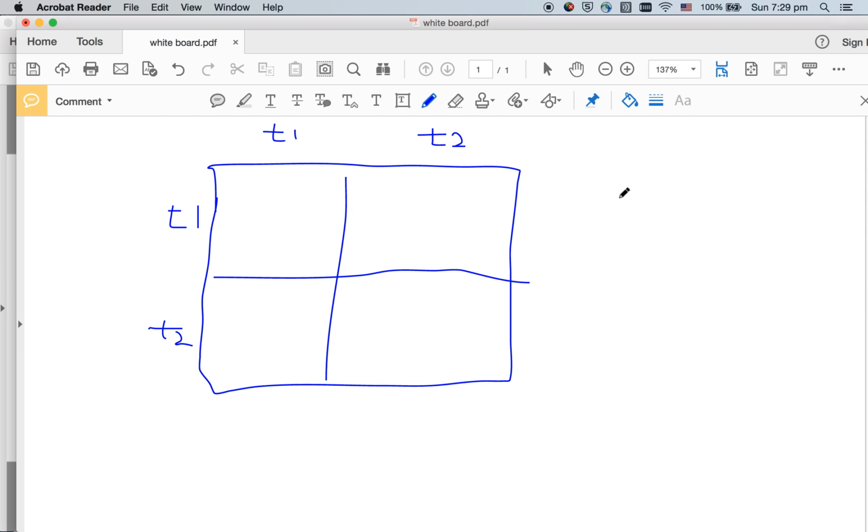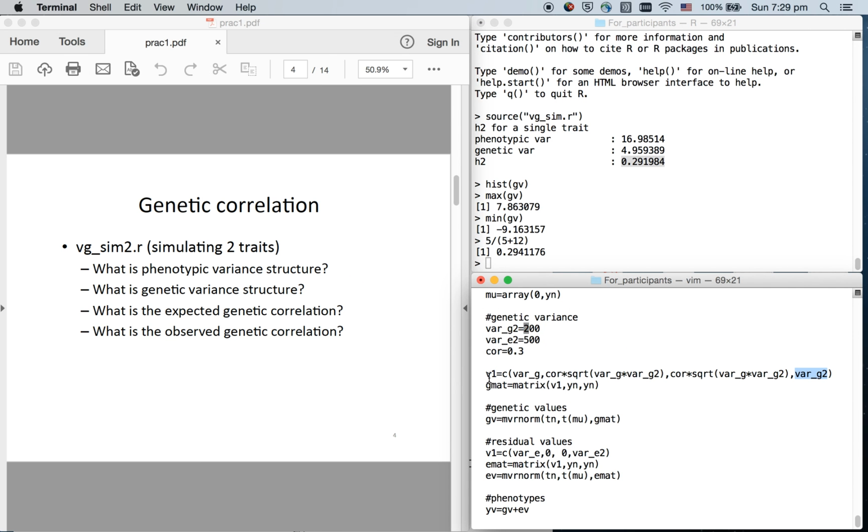Then the code specifies the genetic variance for the first trait here, the genetic variance for the second trait here, and this is the genetic covariance, and this is the same. It is a symmetric variance covariance structure, so this is the same as this one. So this code basically specifies the structure that I show here. In this case, the correlation times the square root of the genetic variances of the first and second trait is the genetic covariance. This variance covariance structure is stored in GMAT, the genetic structure matrix.